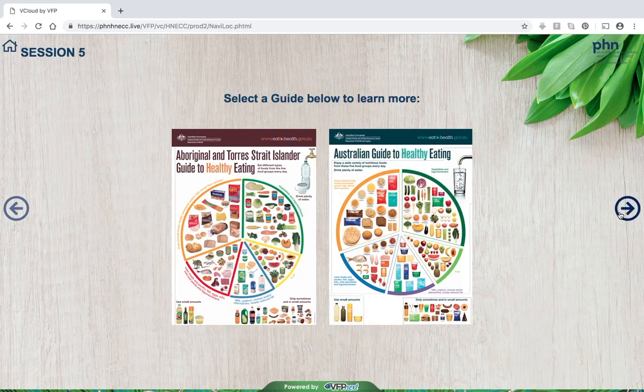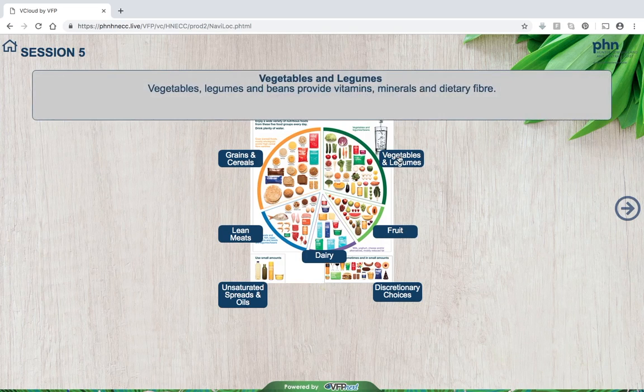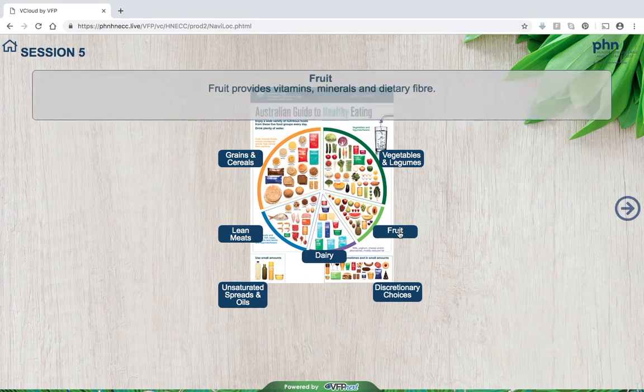So here we can click on the Australian Guide to Healthy Eating again, either on the Aboriginal and Torres Strait Islander or the non-Indigenous one. We'll click on the non-Indigenous example today. Okay, what you'll notice here is it identifies the vegetables and legumes, fruits, dairy, discretionary choices, etc. What we can do here, if we click on the blue tabs, it will let your patient know why vegetables and legumes are important. We can do the same for fruit.